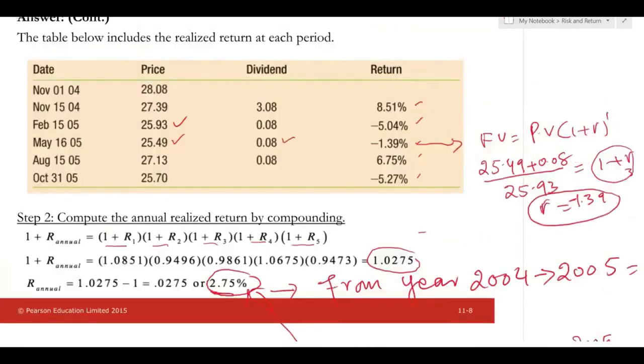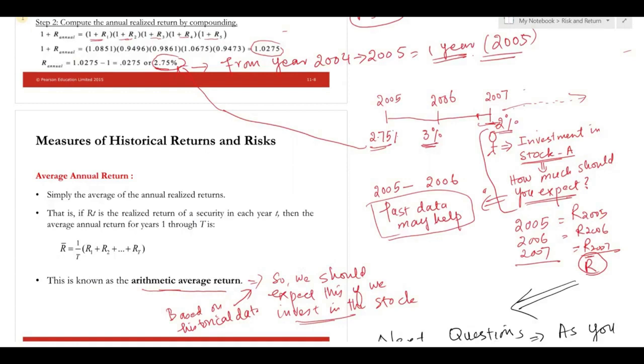So realized return, this is how you get it. The 1 plus r part is here. So 1 plus r, 1 plus r, 1 plus r. So simply you get this answer, that is 2.75. Okay. Now in the previous slide, you just saw how to find this annualized return, right? So from 2004 to 2005, what was the actual return that we got? That is 2.75. Okay, because we are measuring the historical return.